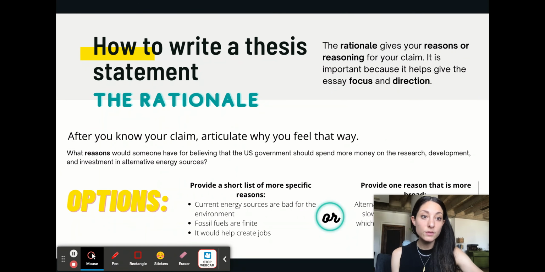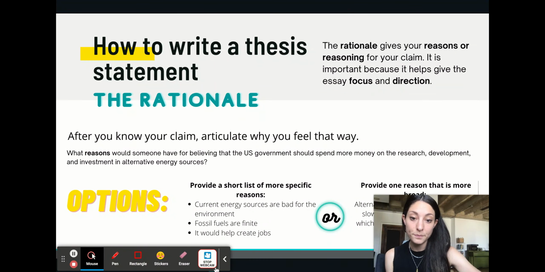The rationale gives you reasons or reasoning for your claim. It's important because it helps give the essay focus and direction. After you know your claim, the next thing you want to do is articulate why you feel that way. What reasons would someone have for believing the US government should spend more money on the research, development, and investment in alternative energy sources? So, I'm sure you could brainstorm plenty of reasons, but here are some options for how to incorporate these reasons into a thesis statement.